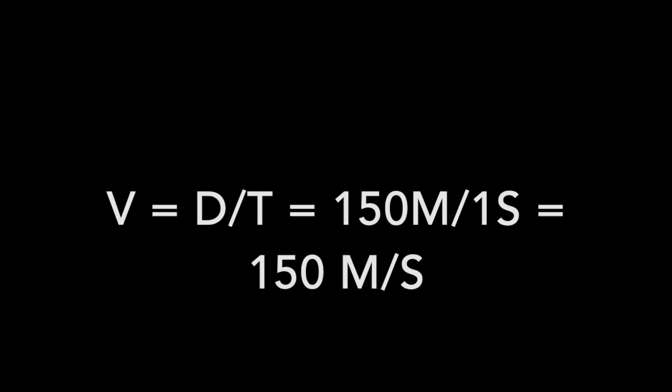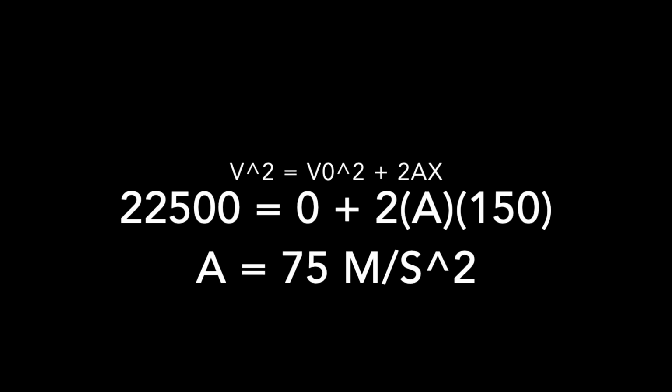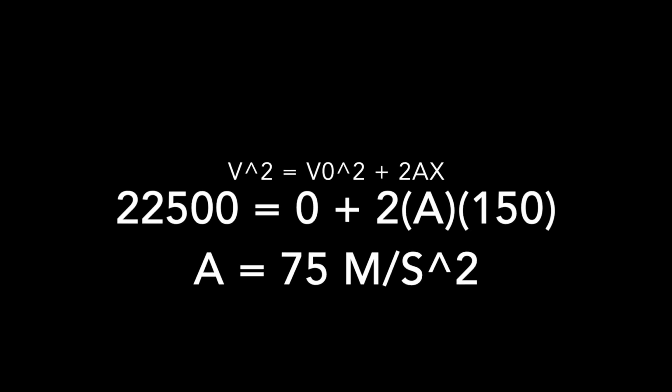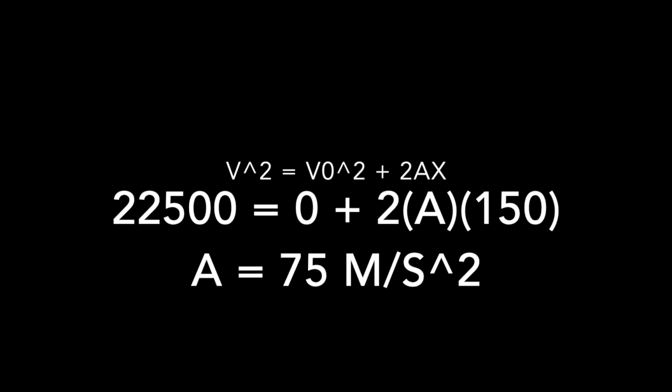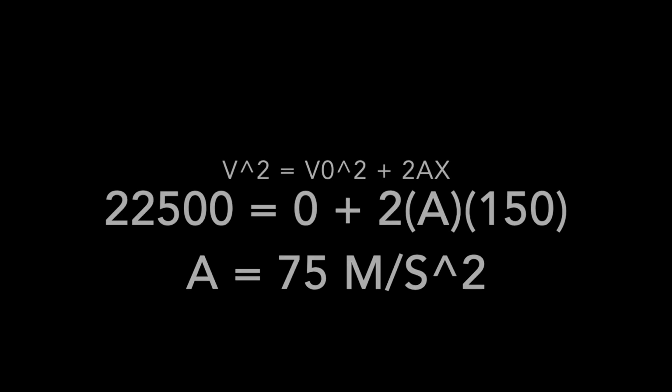Using this value, we can also calculate the acceleration when he's dropping the girl outside, using one of our kinematic equations. This means his acceleration is approximately 75 meters per second squared while he is decelerating. These calculations mean that the girl he's attempting to save goes from standing completely still at rest to a speed of 150 meters per second in a matter of only 1 second.